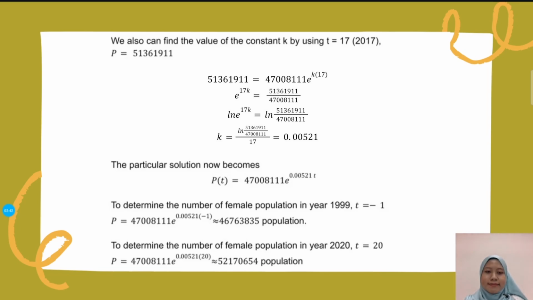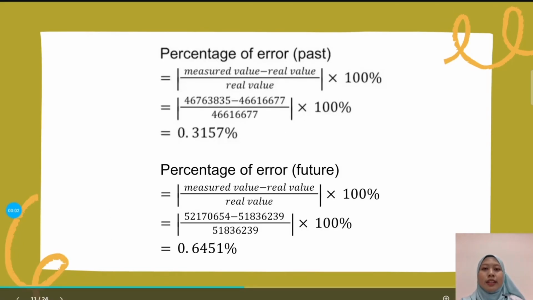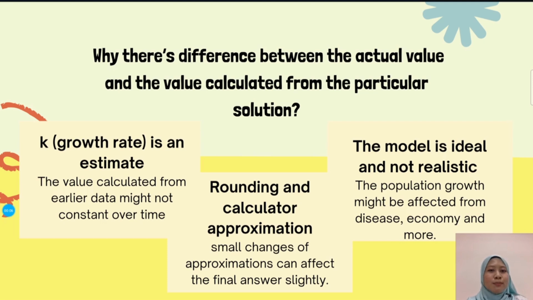After we have calculated all the data from the equation, we need to find the percentage of error from both past and future. For the past, we get 0.3157%, while the percentage of error of the future, we get 0.6451%.